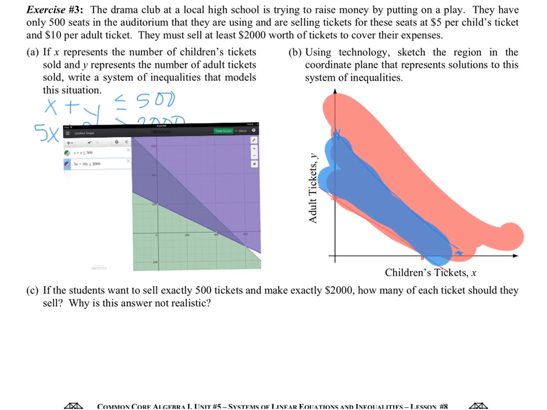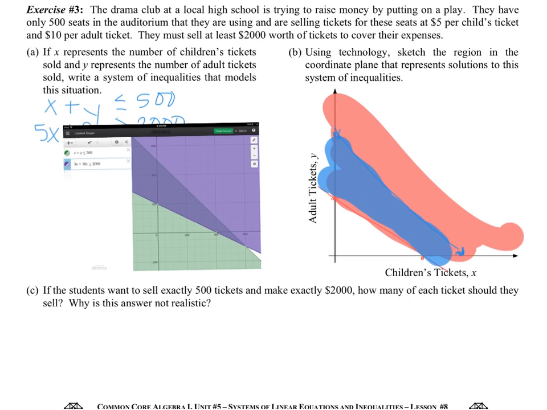So the question is, if the students want to sell exactly 500 tickets and make exactly $2,000, how many of each ticket should they sell? So if they are selling 500 tickets and are making exactly $2,000, so it's in between there. How many of each ticket should they sell? Why is this answer not realistic?